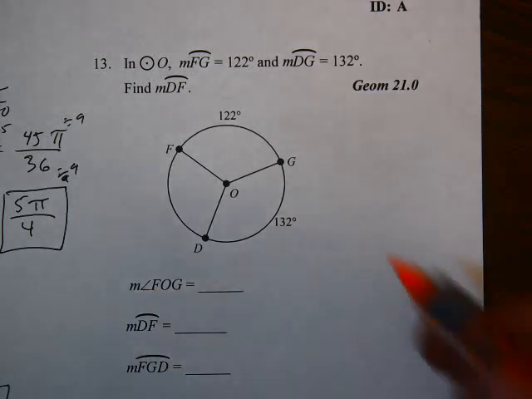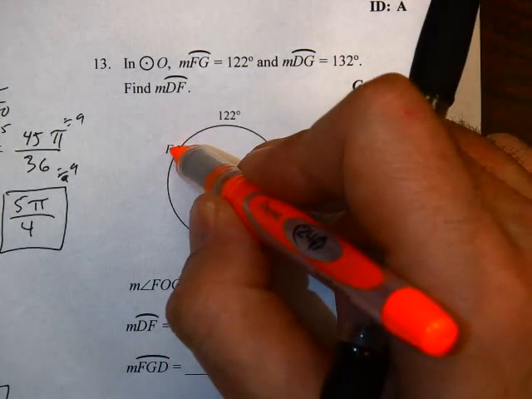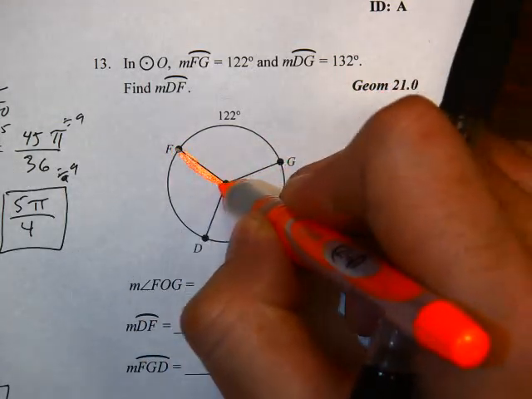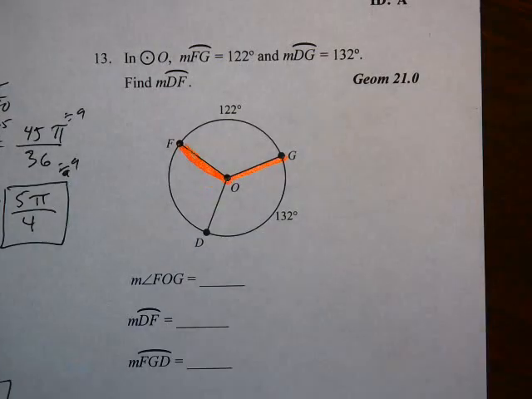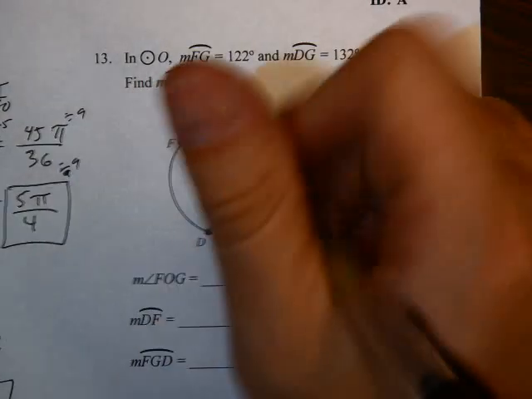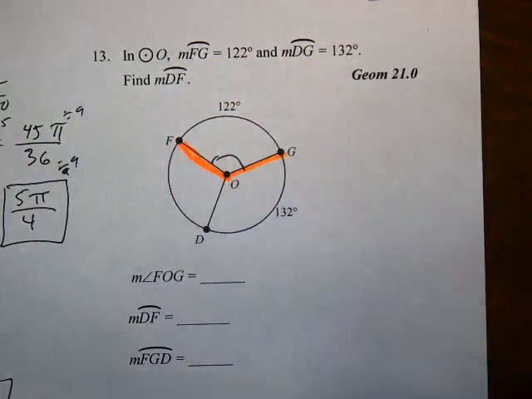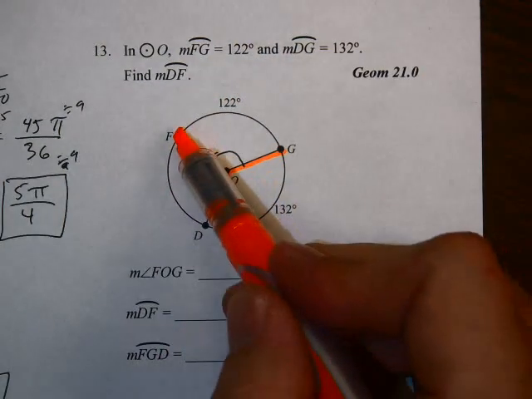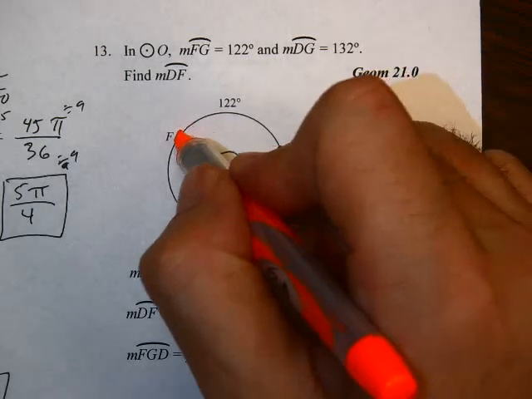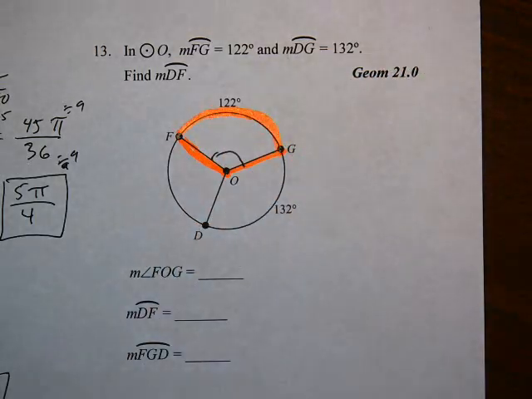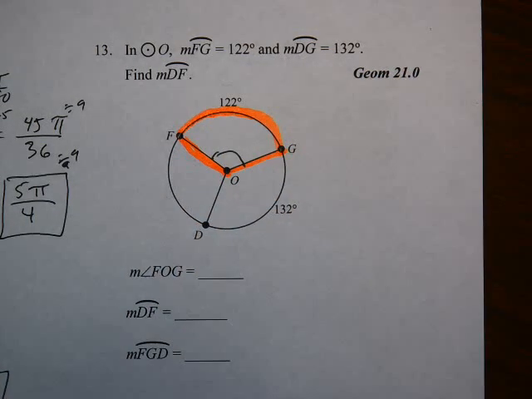If I take a look at FOG, notice the symbol is angle, so we're not dealing with the curve on the actual circle. That's the angle measurement that we're trying to find here. And notice that when I highlighted, I started at F and ended at G, so it's intercepting this arc. So it's intercepting that 122 degrees.